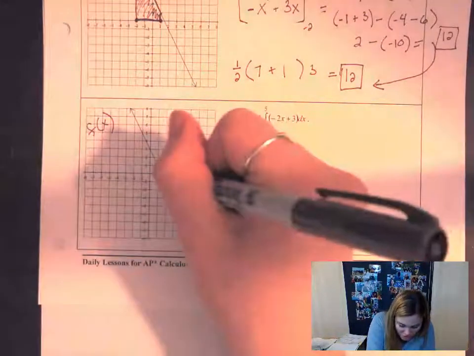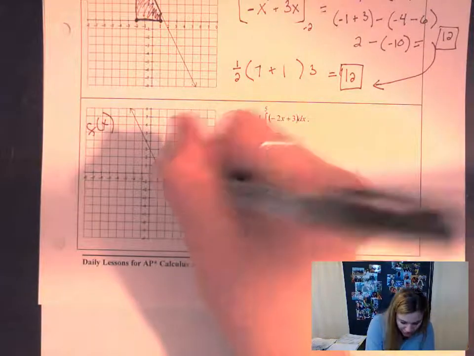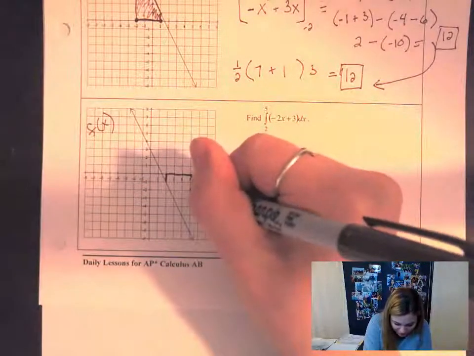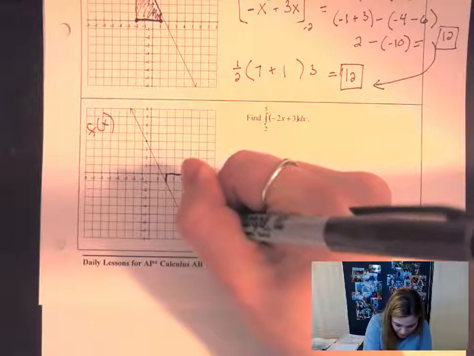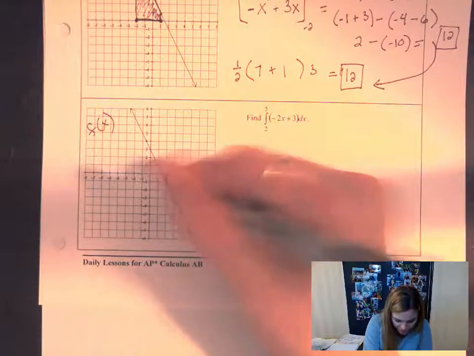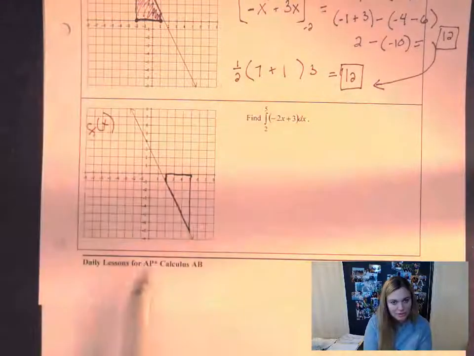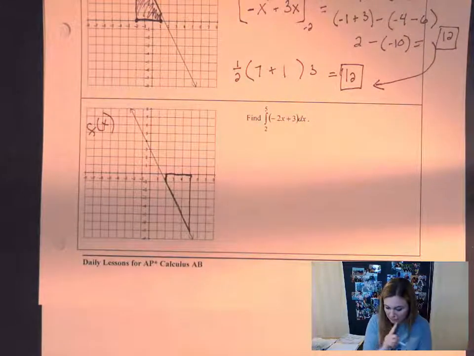I'm going to go down until I touch my graph right there. I couldn't go up because I'm not going to touch the function. Same thing at 5. Funny, this area looks a lot like this one, but it looks like it's below the x-axis now. Let's try.